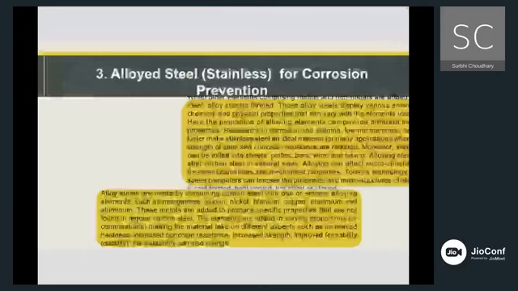Now next is the alloyed steel or stainless steel method for corrosion prevention. Here we talk about the alloyed steel process. This method means that when metal and non-metal, or metal and metal, react together, they form another compound that is called an alloy, which has enhanced characteristics compared to the metal. And these alloy steels are safer from the environment as compared to the pure metal.